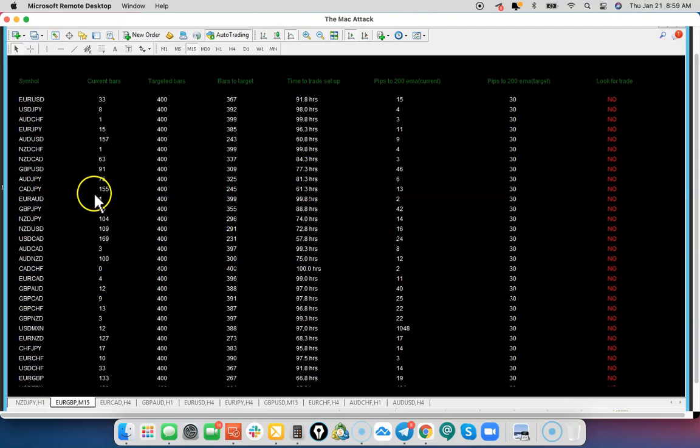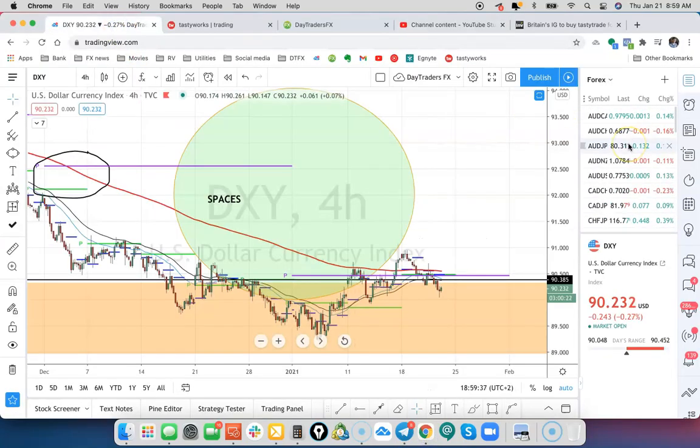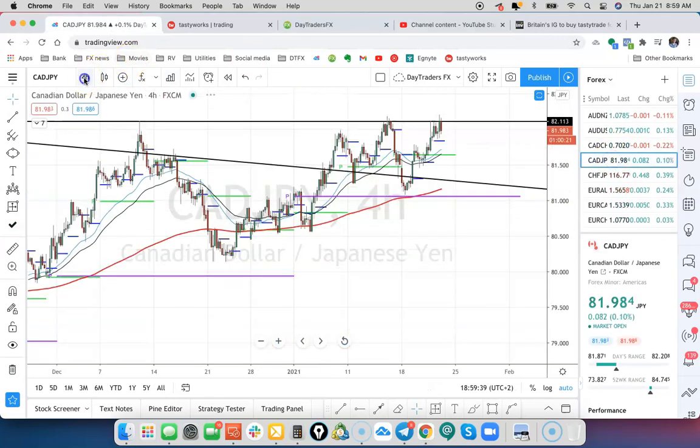Let's just take, for example, the CAD yen. Here's the CAD yen on the 15-minute chart. It's saying it's at 155. We have a good distance to go before we get to that 400. And the distance isn't very big. It's only 13 pips.